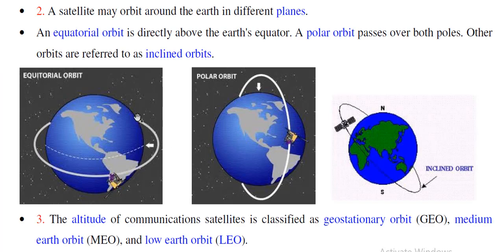Another classification of the orbits is when we talk about the planes. If the orbit takes the equatorial plane, it means that the orbit will go through the center of the Earth in a horizontal way, or the polar orbit means that the satellite turns over the Earth in a vertical way, as we show here. And of course it can be something in between, which is called the inclined orbit.